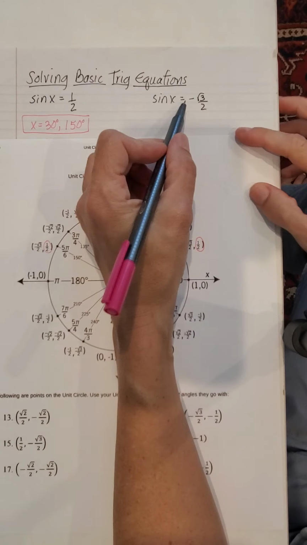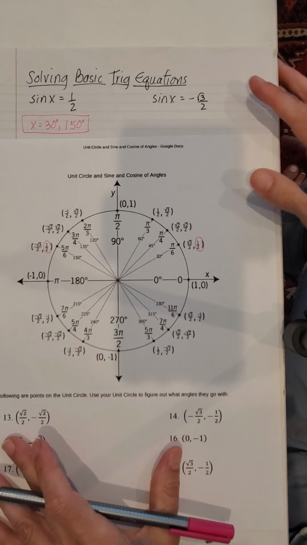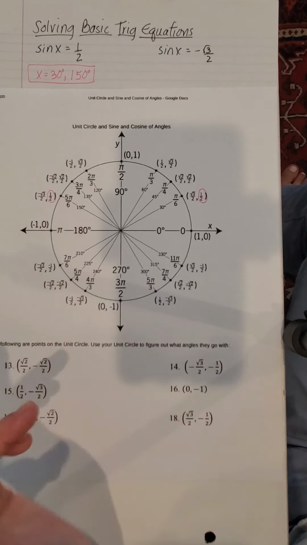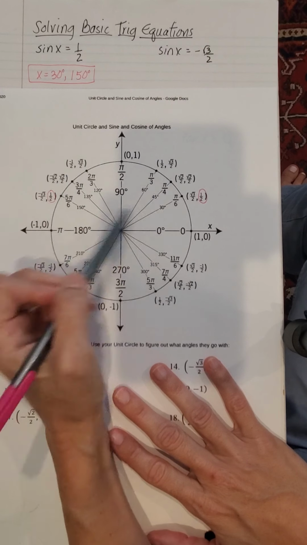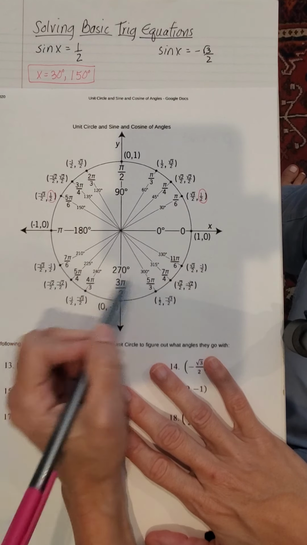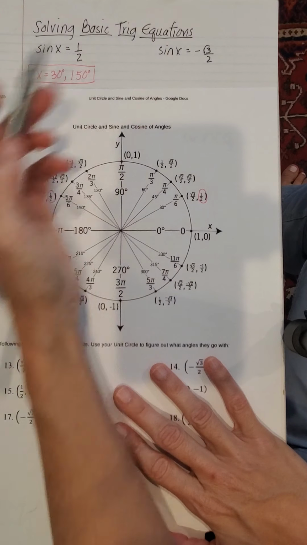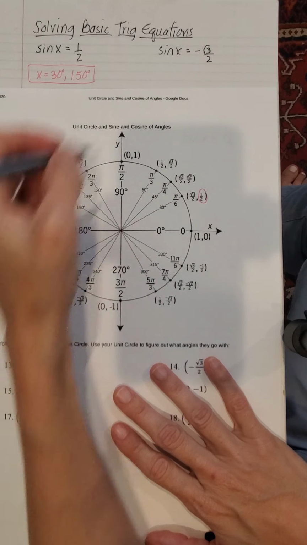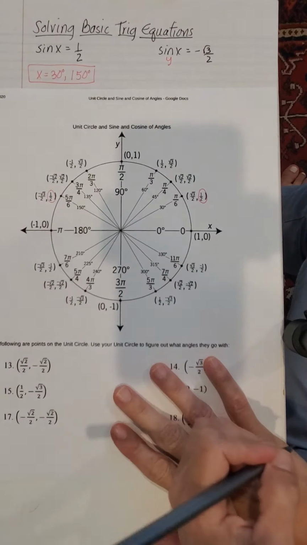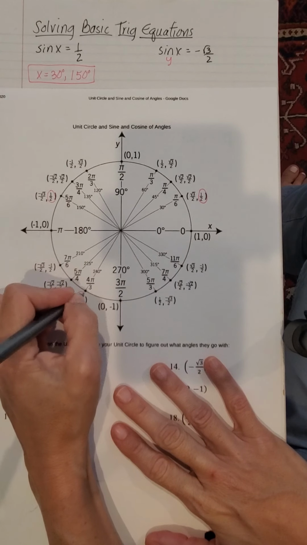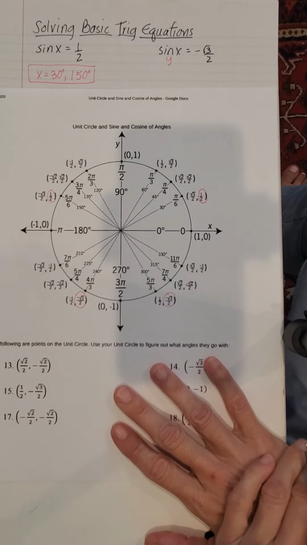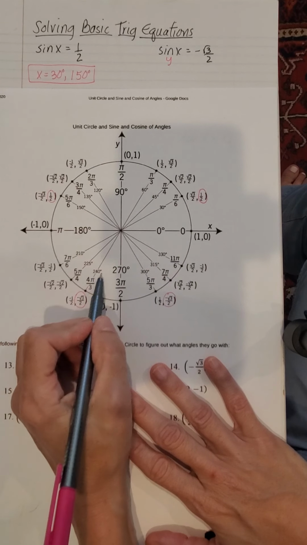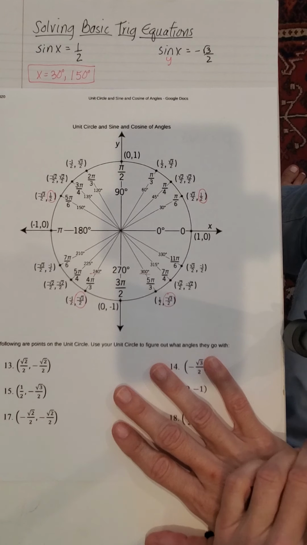Here's another one. It says sine x equals negative root 3 over 2. And so I'm going to look at my unit circle. I know that sine is y, and I know that all of these y's are positive. So I'm going to look down here for negative root 3 over 2 as a y. I'm actually going to even mark that. That's y. And so I find here's a y that's negative root 3 over 2, and here's a y that's negative root 3 over 2. And it looks like it's 240 degrees or 300 degrees.